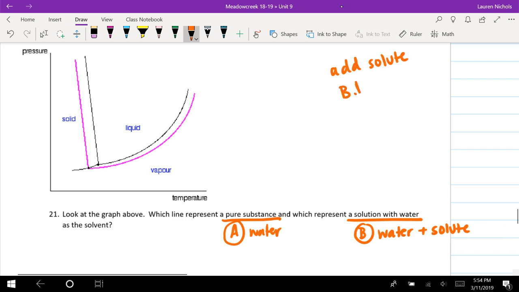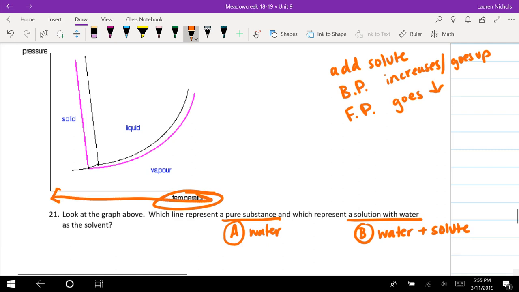The thing you need to remember is that when you add a solute, a couple of things happen. Your boiling point increases, it goes up. And your freezing point goes down, it decreases. Now, when we're thinking about going up and down, remember temperature goes left to right, so you should really be talking about left and right. One thing I like to do is remind myself that high temperatures are on the right and low temperatures are on the left.